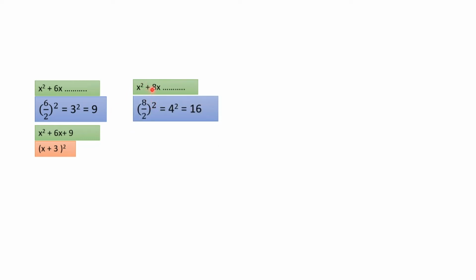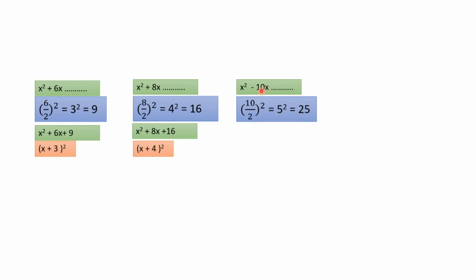Next one, 8. 8 is the coefficient of x, divided by 2, 4 squared equals 16. So x squared plus 8x plus 16. So you add this 16 here, then x plus 4 whole squared. Next one, x squared minus 10x. 10 is the front value, divided by 2, get the square. It is 5 squared equals 25. X squared minus 10x plus 25. The final answer is x minus 5 squared.